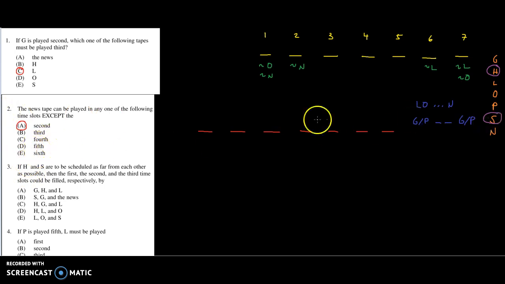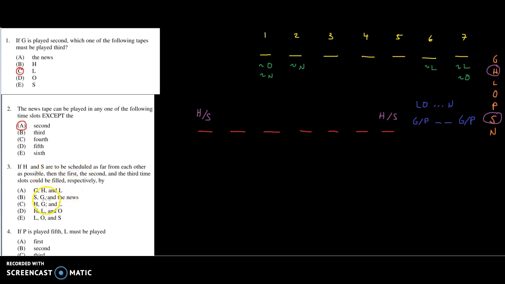So here's what I would suggest. This is a little bit weirdly worded, but if they say we're supposed to be as far apart from each other as possible, well, let's play that scenario. As far apart as possible would be having an H or an S, since they didn't specify which, first, and an H or an S there, right? That's as far apart as we can get. So let's see what would happen here. Which of the following could be filled, respectively, by these different groups here?